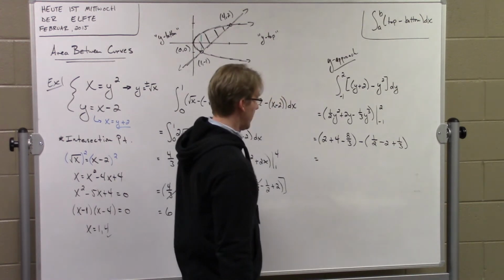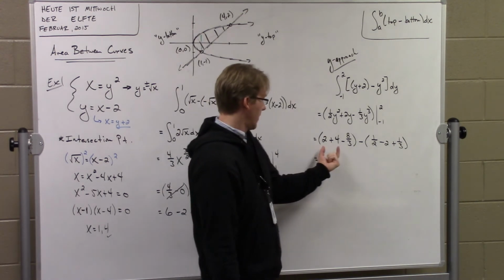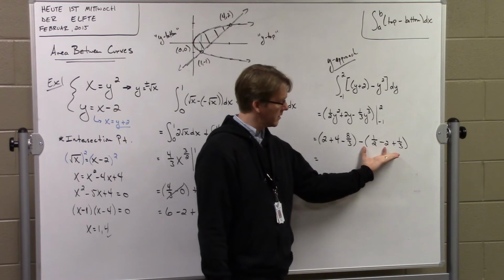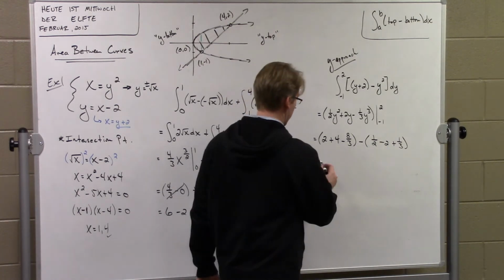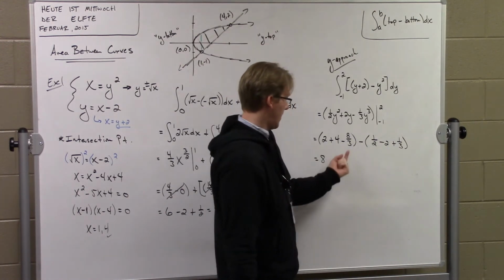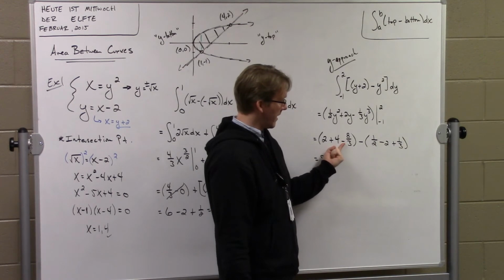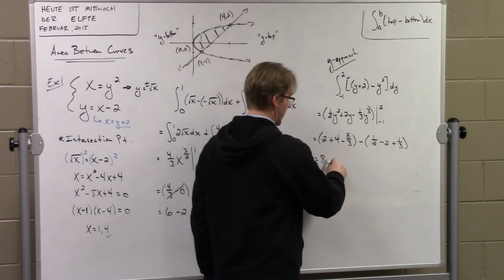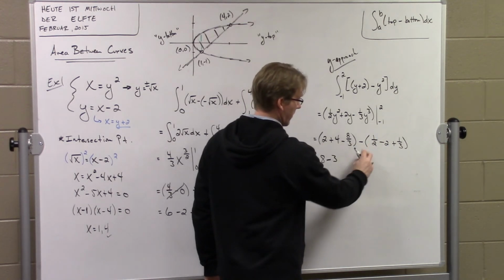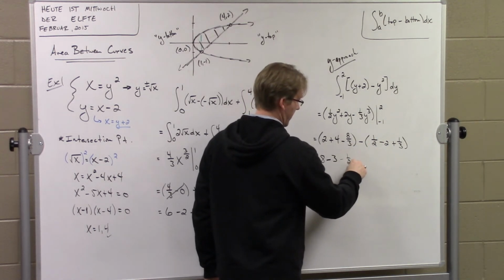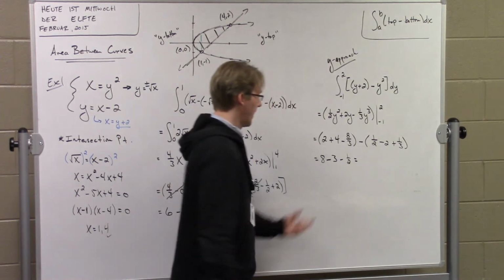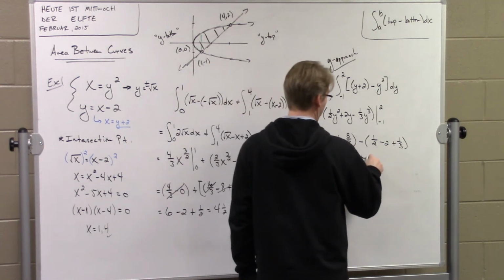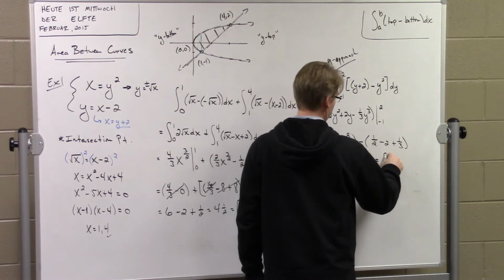Okay, let's do some whole numbers here. 2 plus 4 is 6. 6 plus 2 is 8. Okay, this is a -8/3, and this is a -1/3, so -9/3 or -3, and that leaves us with a -1/2. Okay, 8 minus 3 is 5, 5 minus 1/2 is 4.5, which is 9/2.